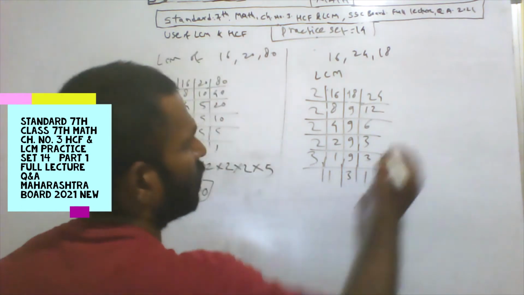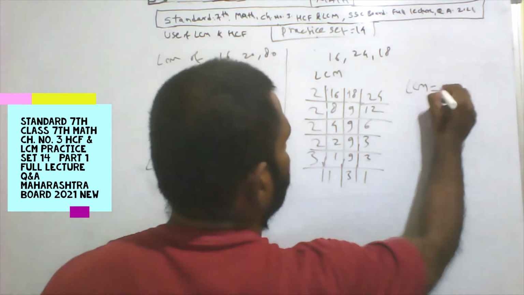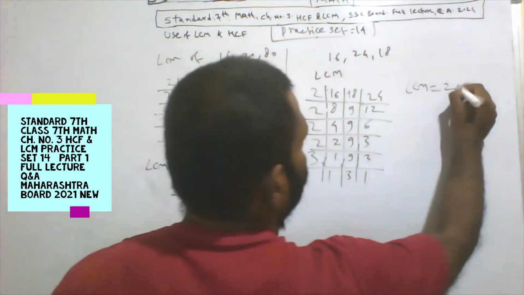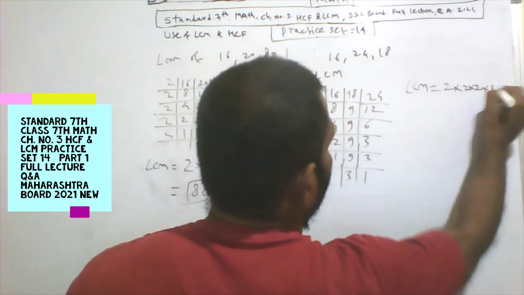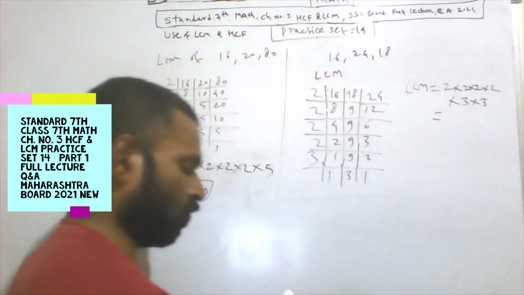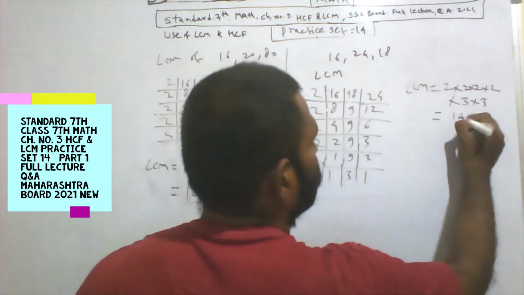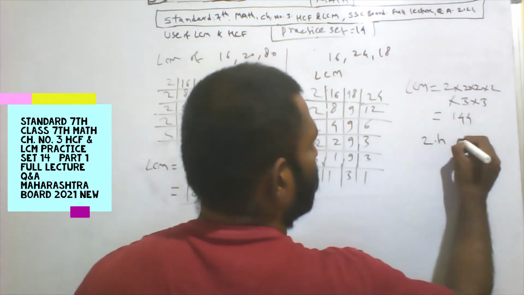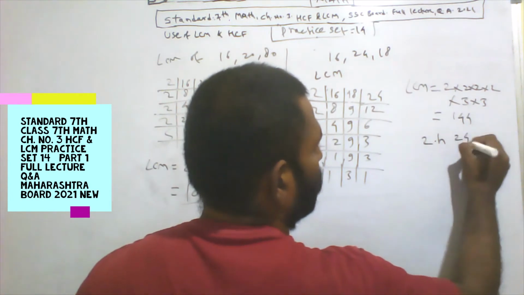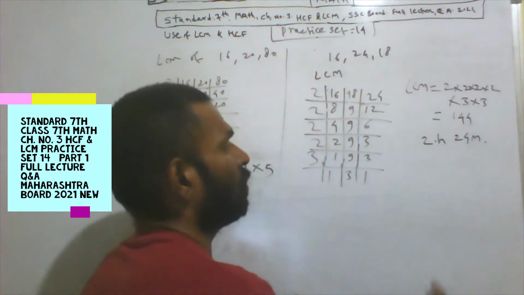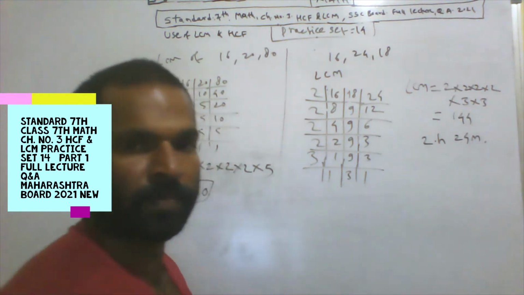Then the LCM is 2 into 2 into 2 into 2, four times 2, and 3 two times. The answer is 144. That means they will come together in 2 hours and 24 minutes.